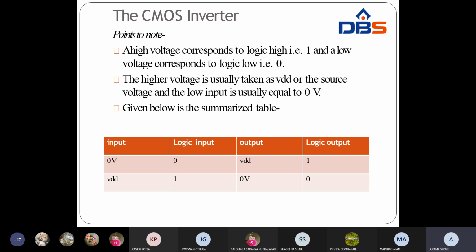Whenever we have the input 0 volts, that is logic level 0, and the input VDD is logic level 1. For the input 0 case, we get the output VDD voltage, which is logic 1. When the logic input is high, the output will be 0 volts, that is VSS voltage, so we get logic output 0.